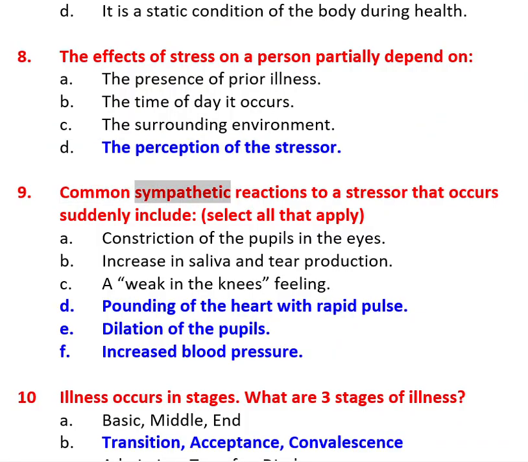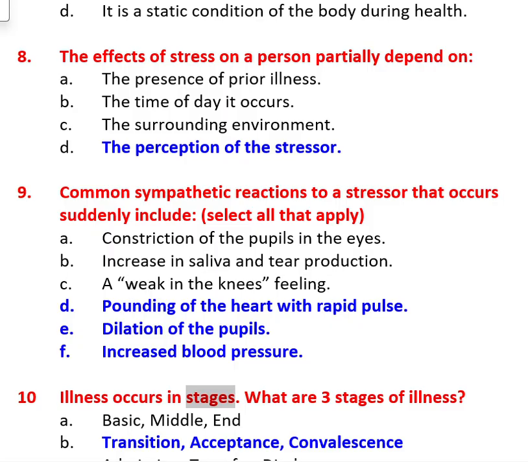9. Common sympathetic reactions to a stressor that occurs suddenly include, select all that apply: A. Constriction of the pupils in the eyes. B. Increase in saliva and tear production. C. A weak in the knees feeling. D. Pounding of the heart with rapid pulse. E. Dilation of the pupils. F. Increased blood pressure.